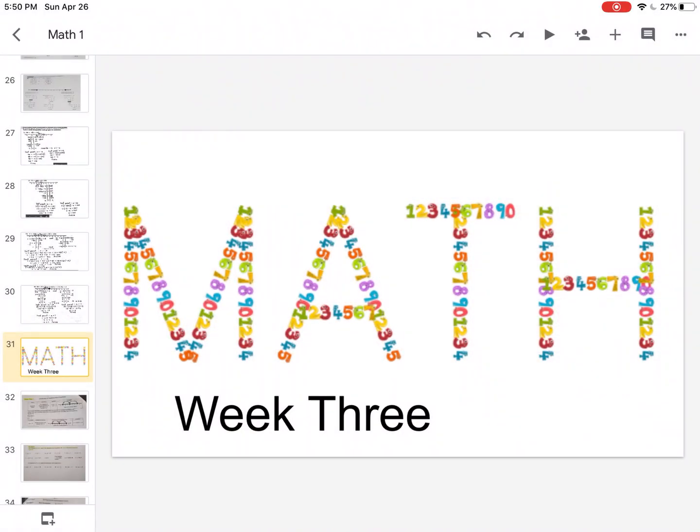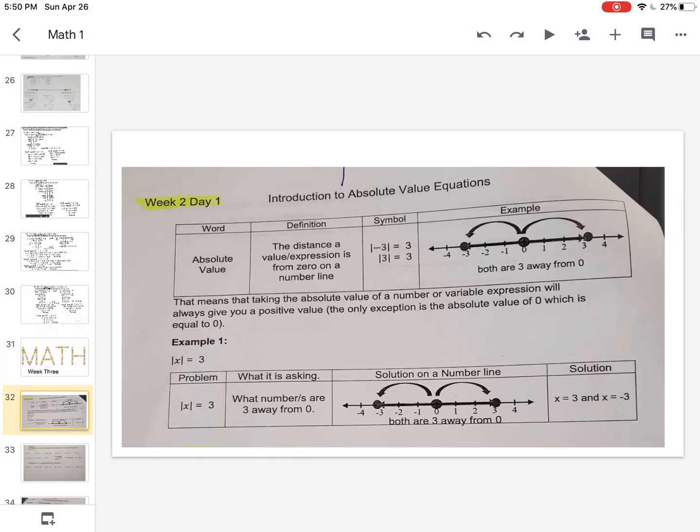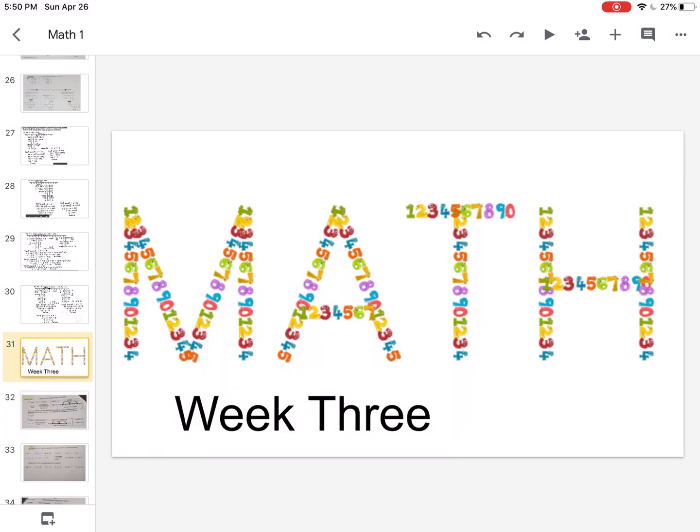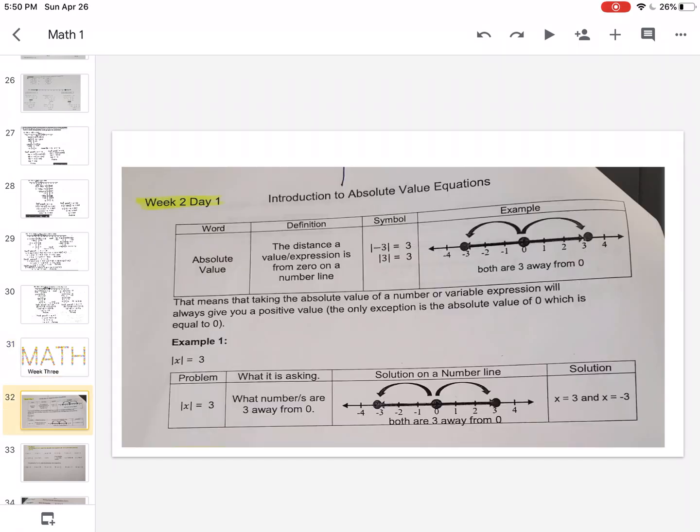Okay, guys, this is Map 1, Week 3. So, Week 2. I'm getting ahead of myself. Okay, Week 2. Sorry about that.